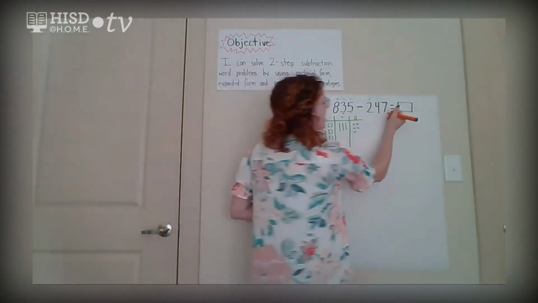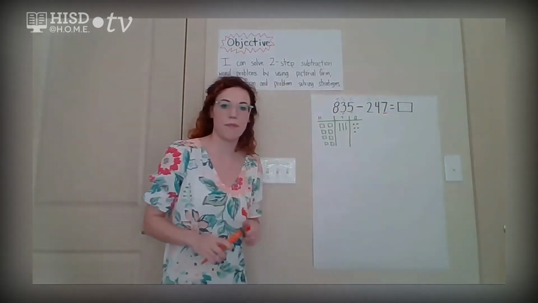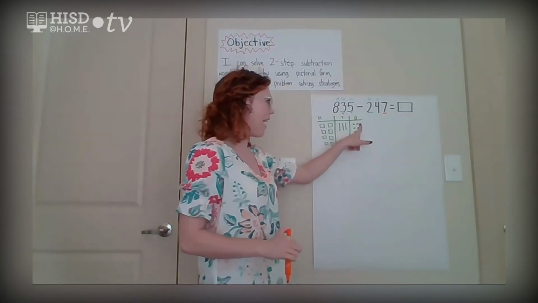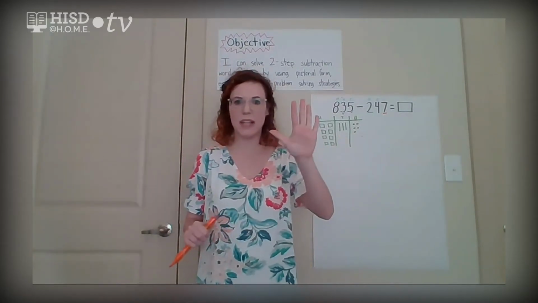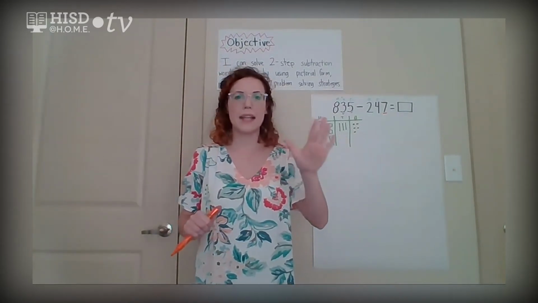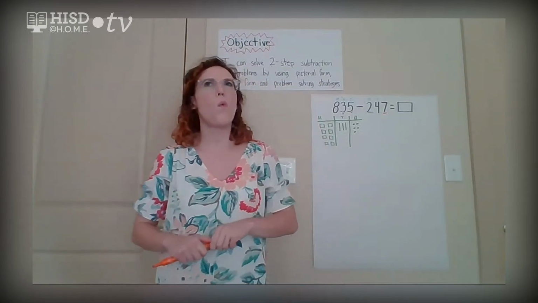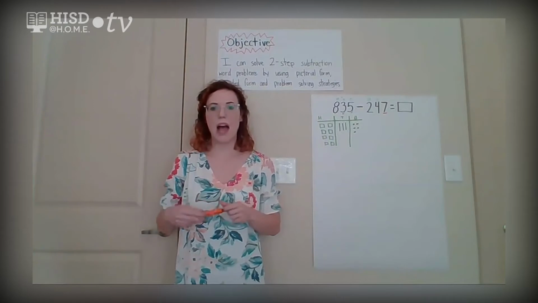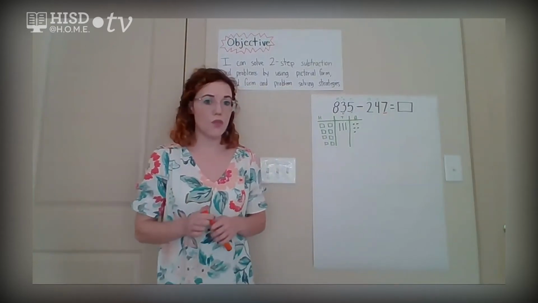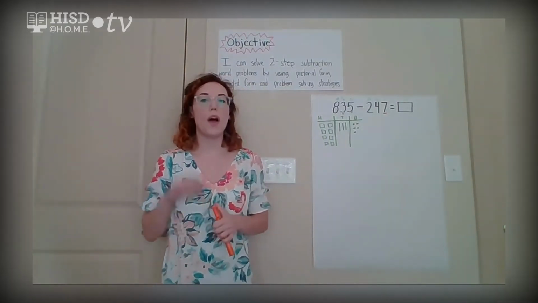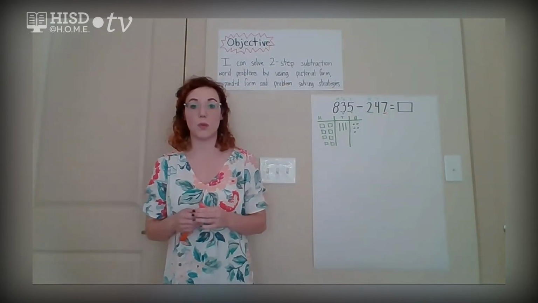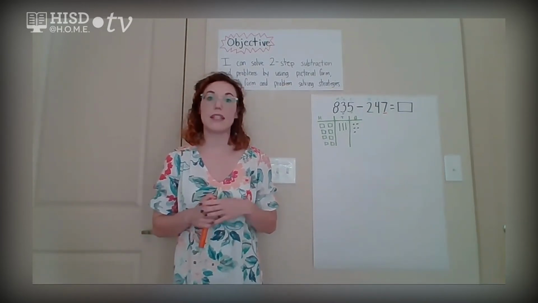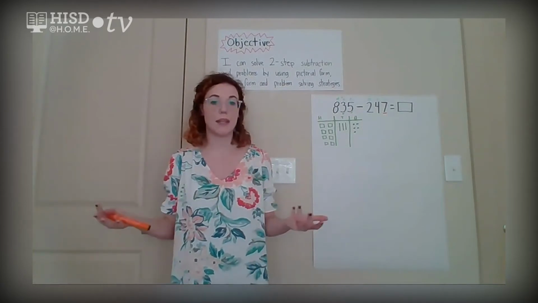I see I have a 7 in my ones place. I can't subtract 7 away from 5. I only have 5. Where am I going to go? So what I need to do is think, what could I do so I have more ones? Think about how we can move our numbers around or regroup them. What can I do so that I have more ones? You can discuss this with someone at home, or you could just think about it or write it.